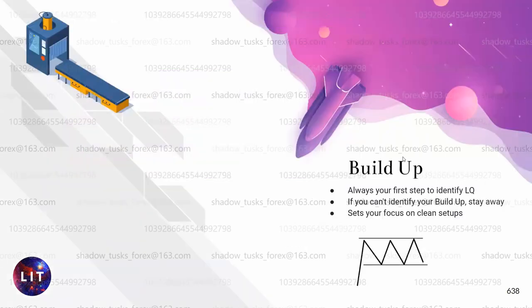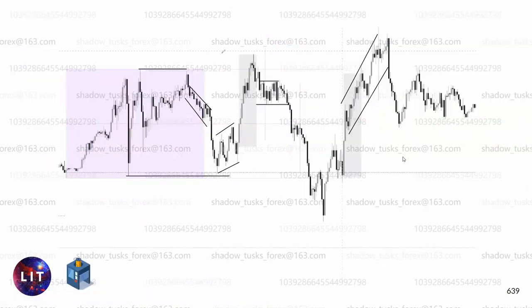Obviously, first things first, we need to identify our build-ups. So we obviously have little equal highs, equal lows, channel, channel, sideways channel, little minor inducement, channel, and obviously inducement high to give the pullback. So these are our build-ups.